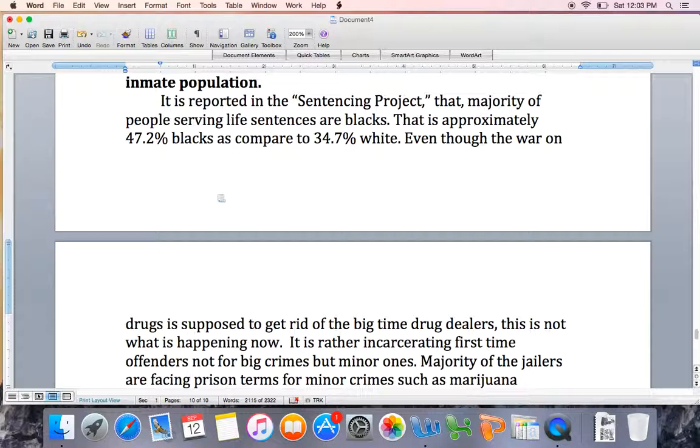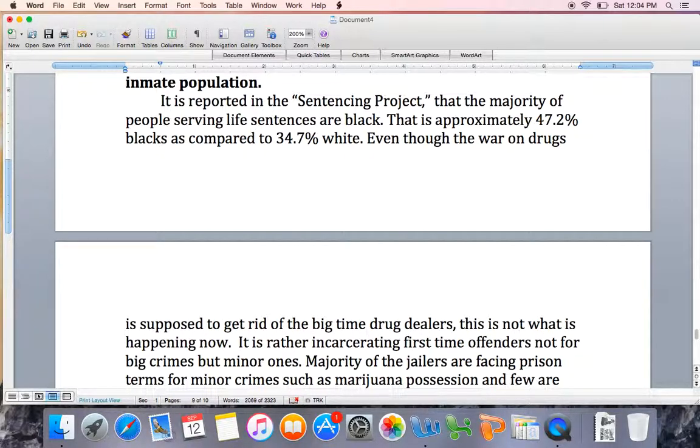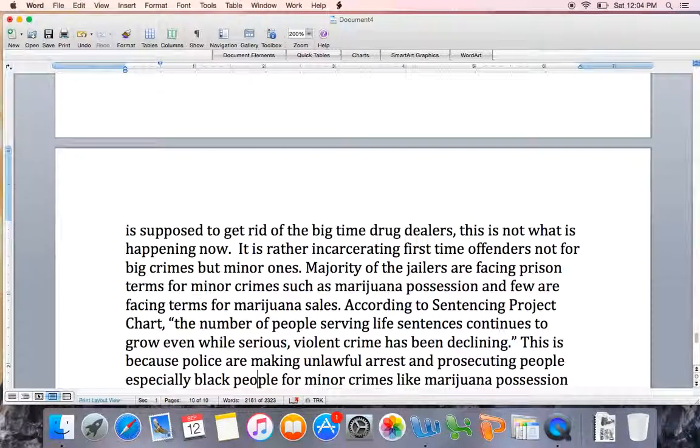It is reported in the Sentencing Project that the majority of this comma is unnecessary. And remember, majority, it's a specific majority, that the majority of people serving life sentences are Blacks. That is important. So the people who are serving these life sentences are Black. You're using it as an adjective, not as a noun. That is approximately 47% Blacks as compared, past tense, to 34% white. Even though the war on drugs is supposed to get rid of the big time drug dealers, this is not what is happening now. It is rather incarcerating first time offenders, not for big crimes, but minor ones.